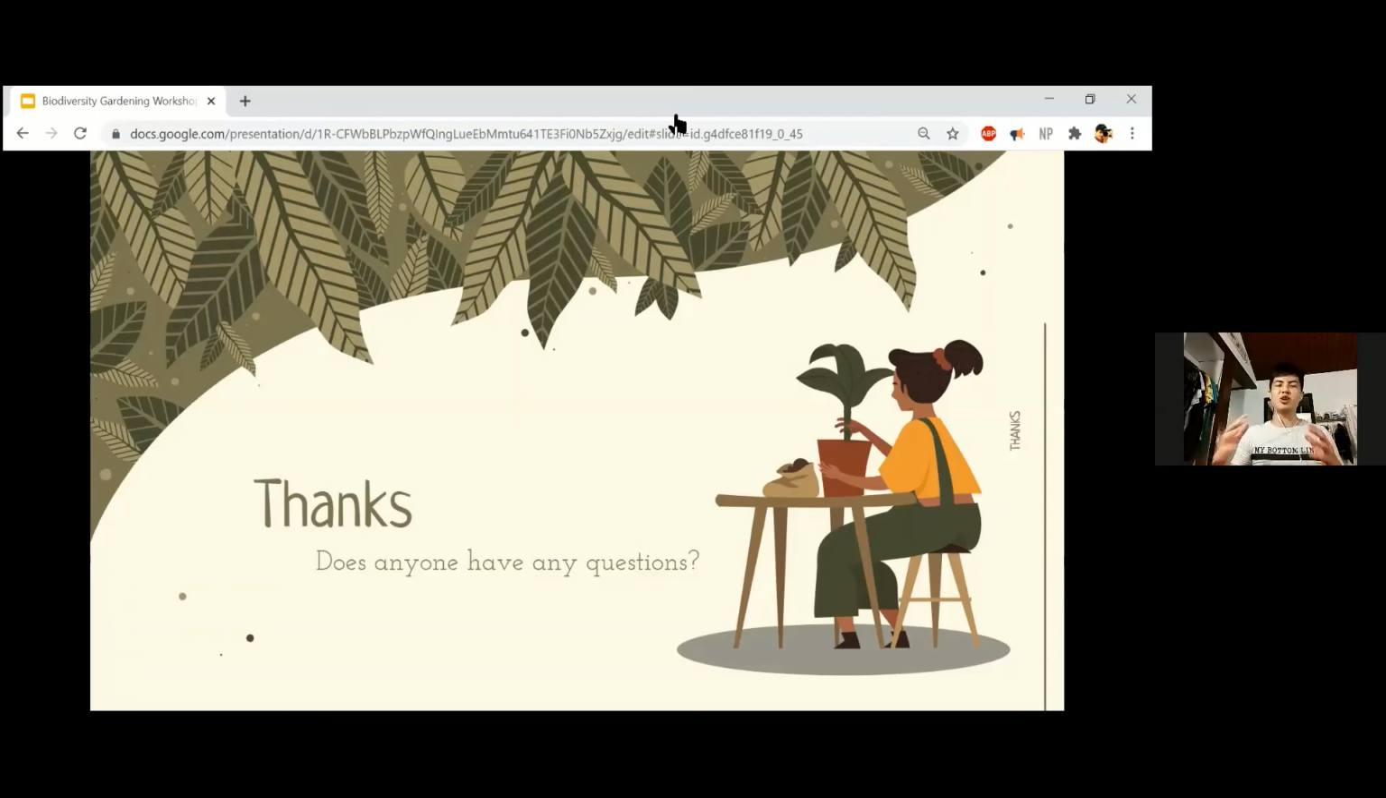And we always refer to fig as the keystone species. A keystone species is actually an important species that produces a constant supply of food to support the wildlife around the area. So whenever you see a fig tree, you definitely get a lot of other animals as well.